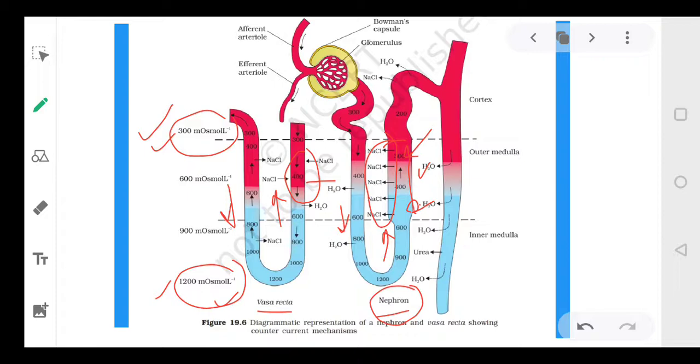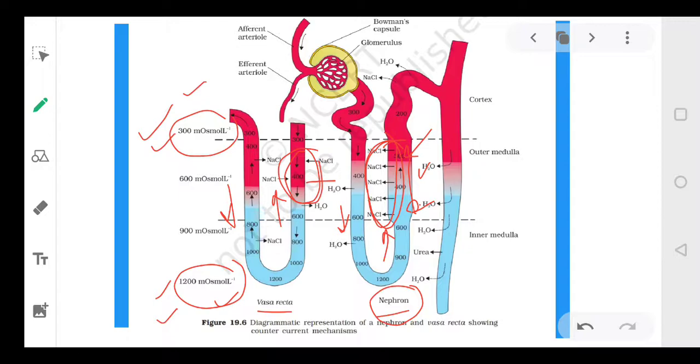इस मैकेनिज्म को हम क्या कहते हैं? Counter current mechanism. ओके, एक बार दोबारा देख लीजिए. कॉर्टेक्स में आपकी ऑस्मो रेगुलरिटी 300 ml है, मेडुला में 1200 है। दूसरी बात, नेफ्रॉन का जो असेंडिंग लिम्ब है, यहाँ से NaCl जो है वो जाता है वासा रेक्टा के असेंडिंग लिम्ब में एब्जॉर्ब हो जाता है। In exchange the urea will be transported into the ascending limb of the Henle's loop. क्लियर? And this mechanism is called as counter current mechanism.